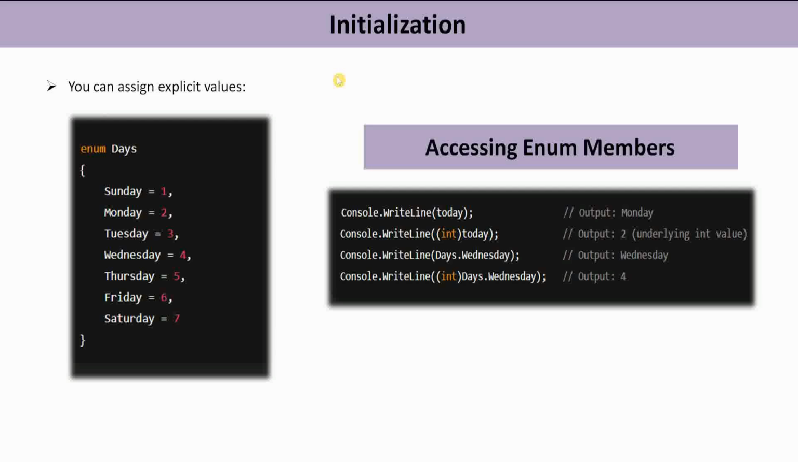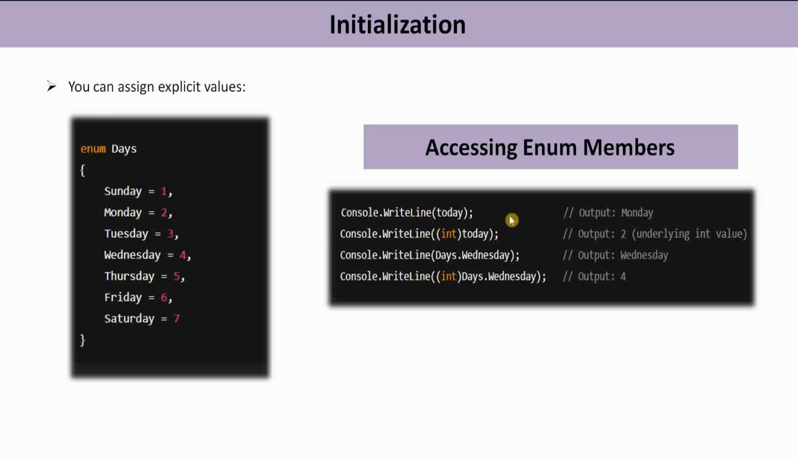Next we will talk about initialization and accessing enum members. So how to initialize? You can assign explicit values. Here we provide some data, days data, to this enum table. We create the enum table with the enum keyword and we provide day names as constants, like Sunday to Saturday, and here we provide the values 1 to 7 starting from Sunday.